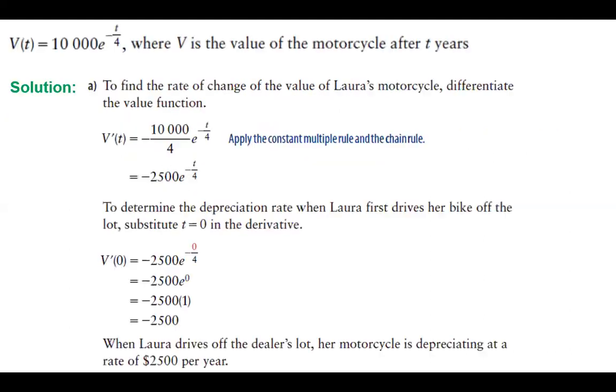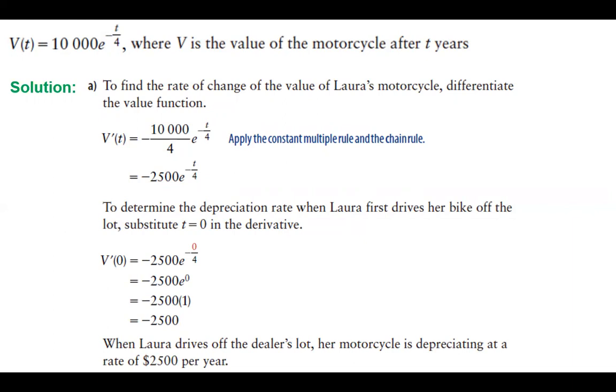Let's have a look at the solution together. First, question A. To find the rate of change of the value of Laura's motorcycle, we can differentiate the value function, right? The value function is V(t) equals 10,000 times e to the power of negative t over 4. So the derivative of this function equals negative 2500 e to the power of negative t over 4, right? You should be able to differentiate this function, right? This function is a natural exponential function.